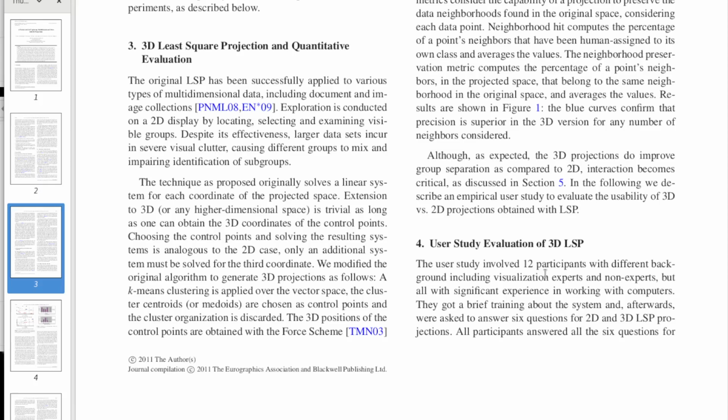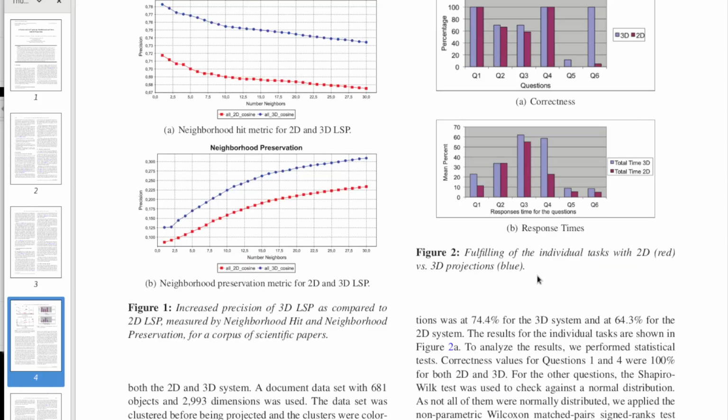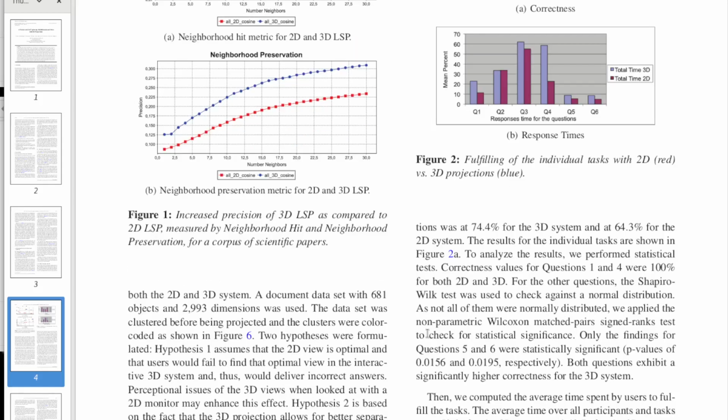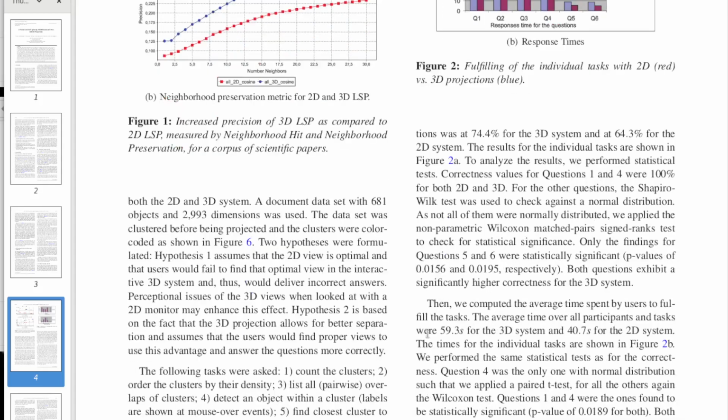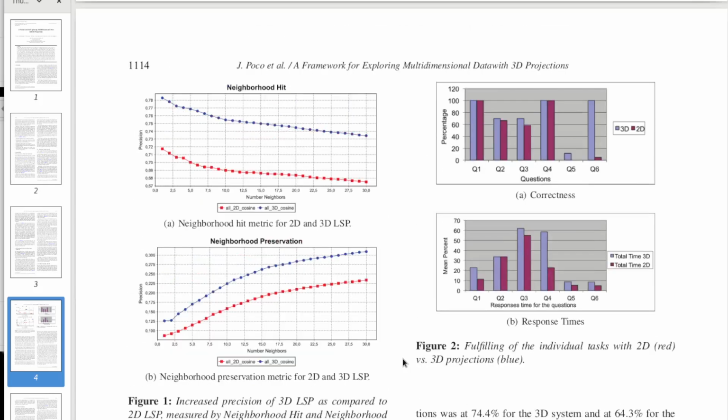All participants answered all the 6 questions. Poco et al., A framework for exploring multidimensional data with 3D projections. Figure 1: Increased precision of 3D LSP as compared to 2D LSP, measured by neighborhood hit and neighborhood preservation for a corpus of scientific papers, for both the 2D and 3D system. Figure 2: A. Correctness. B. Response times, fulfilling of the individual tasks with 2D (red) versus 3D projections (blue).